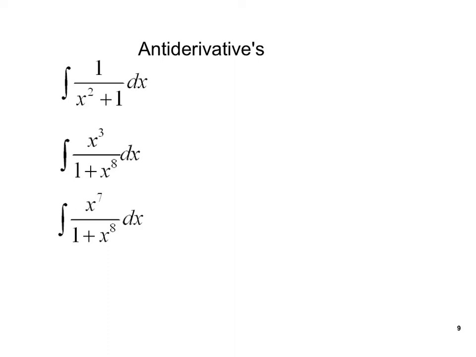We have 1 over x squared plus 1. Hopefully you just look at that and you say, oh, I remember that. We know the derivative of inverse tangent is 1 over x squared plus 1. So that's just going to be inverse tangent of x plus c. Now the next one, and this one is pretty tough, because you look at this and you say, what in the world is this going to be? Well, let's just take a look.